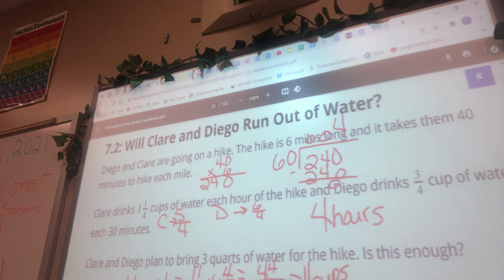But they asked us, they're bringing 3 quarts. Are they going to have enough? So let me give you this sheet.